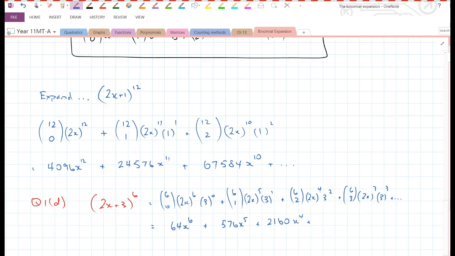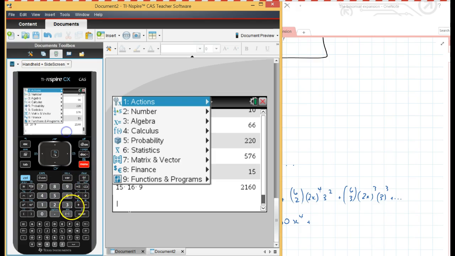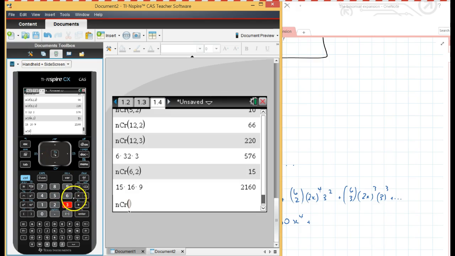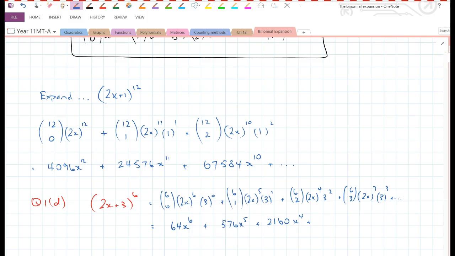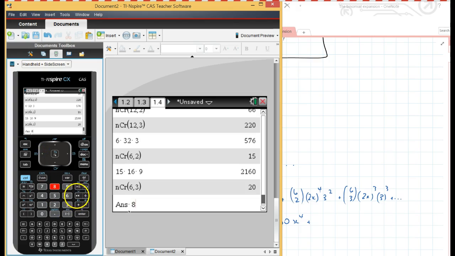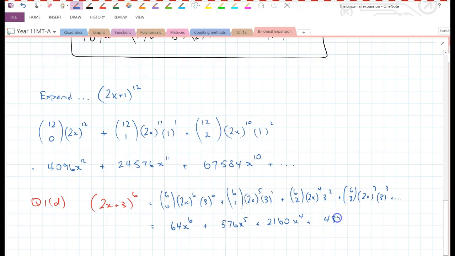Alright, I'll just do this last one. 6c3. It's not the last one, but it's the last one I'm going to do. Menu 5, 3, 6, 3. Right, that's my nCr, 6c3. I'm going to times that by 2 to the power of 3, then 3 to the power of 3. 2 to the power of 3 is 8. 3 to the power of 3 is 27. And I've got 4,320. 4,320x cubed. Right, and I'll just keep going there until I've got all those terms done.